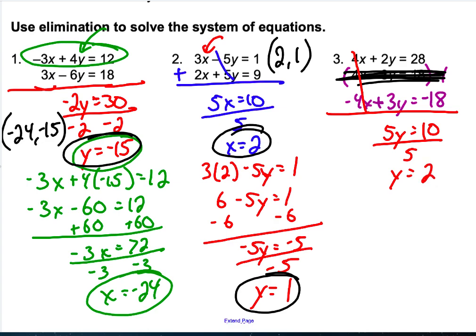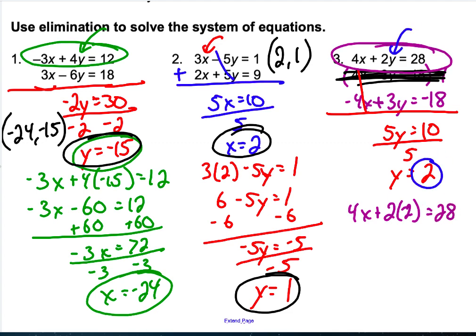So the whole idea behind elimination is we can very quickly get down to just one variable. It's a simple one-step equation to solve to find the value of that variable. Now we plug it back into one of our equations. Always go back to an original version and plug your y into that problem. And now we can solve for x. So I put in 2 in place of y. So 4x plus 4 equals 28.